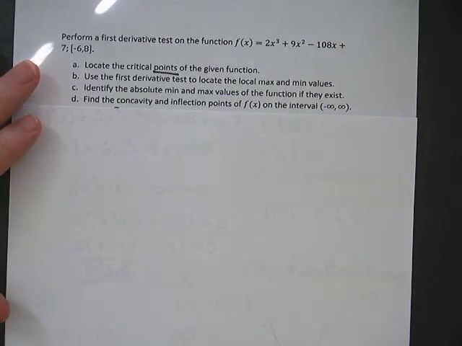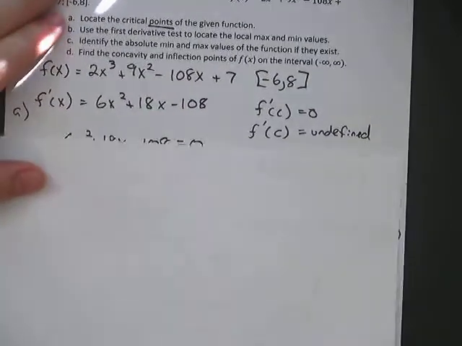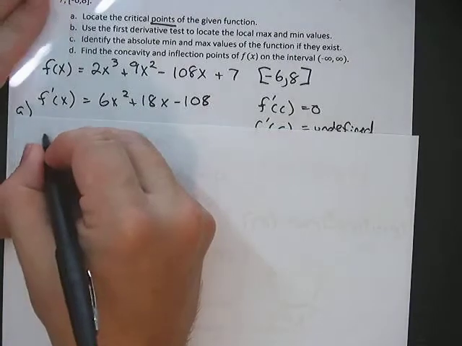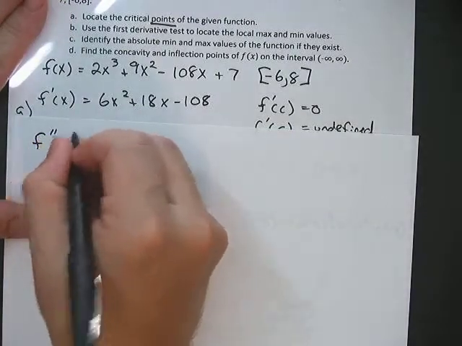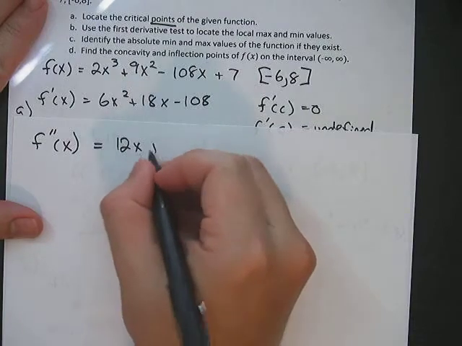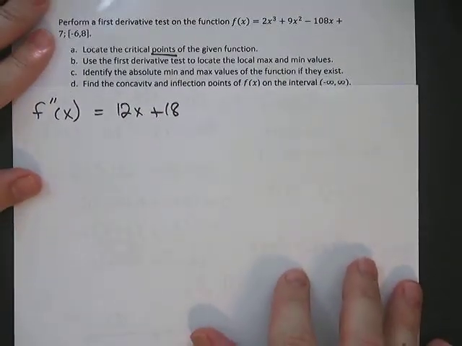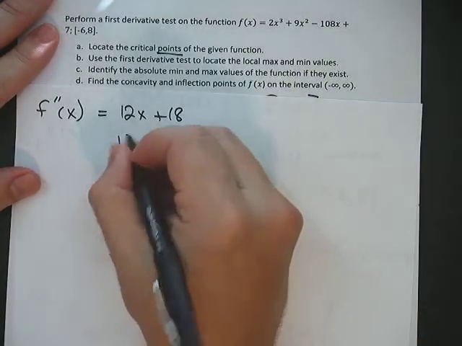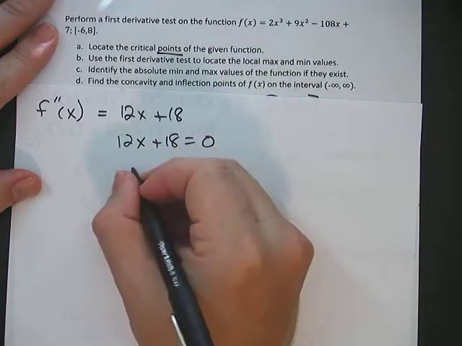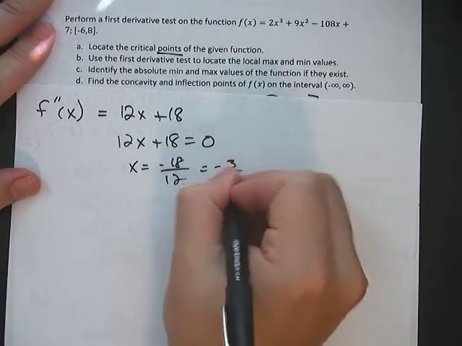We've got the first derivative. Let's see, we've got the first derivative right there. So let's take the derivative of that. So f double prime of x is equal to, all right, term by term, this would be 12x plus 18. Okay, so that's the second derivative. Now we set that equal to 0 and solve. So 12x plus 18 is equal to 0. X is equal to negative 18 over 12, which is equal to negative 3 over 2.